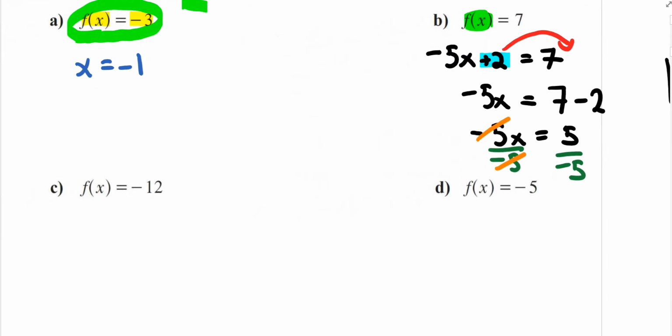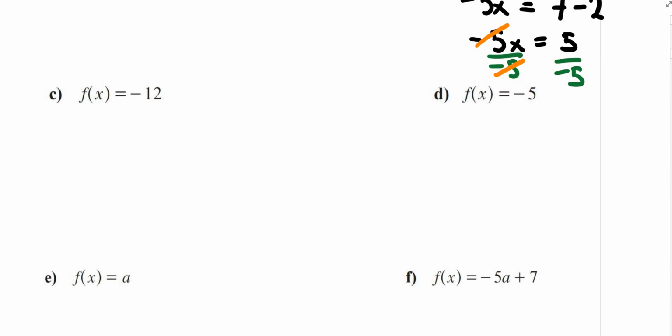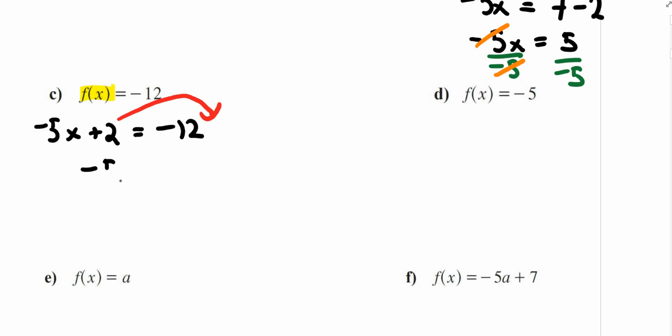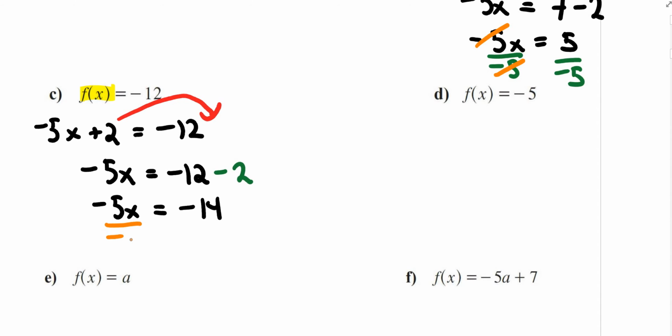All right, let's move on to question 4c now. What is f of x equal to again? Well, f of x equals negative 5x plus 2, and that equals negative 12. Then I can bring this plus 2 to the other side. So now I have negative 5x equals negative 12 minus 2. And negative 12 minus 2 is going to be negative 14. Then I can divide both sides by negative 5.